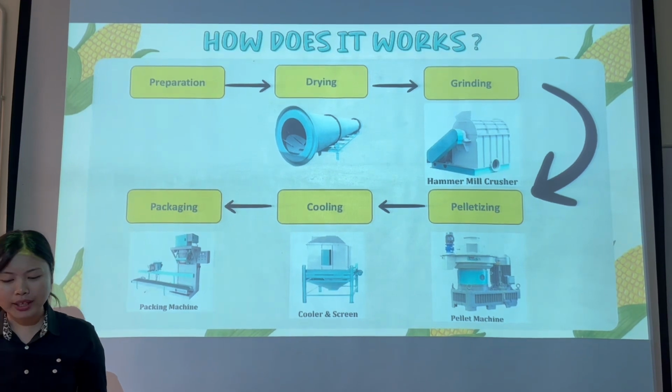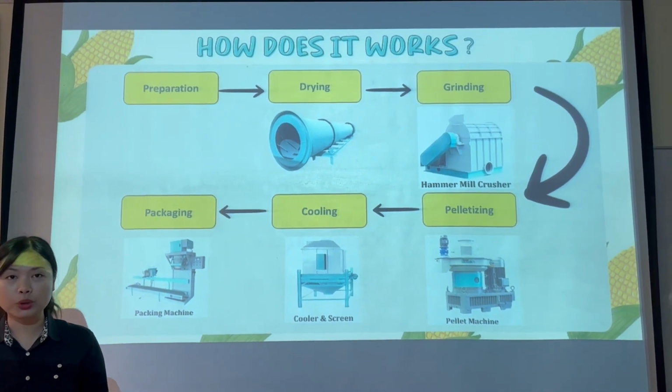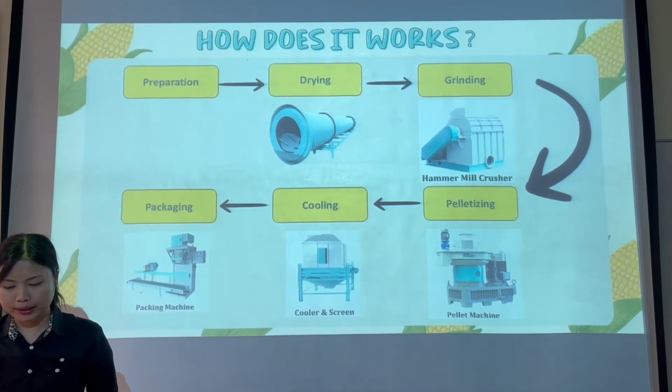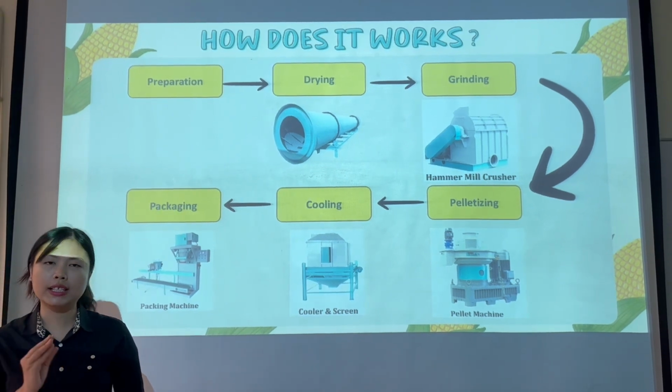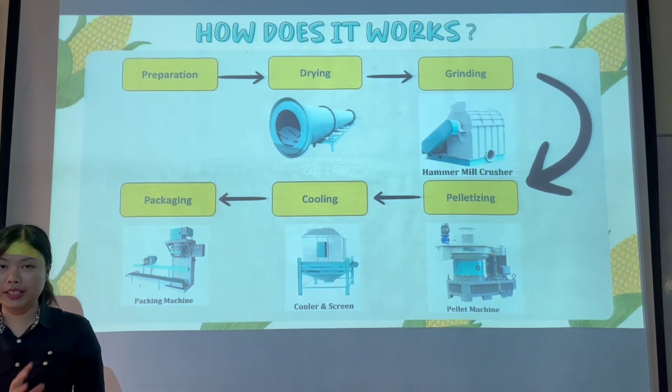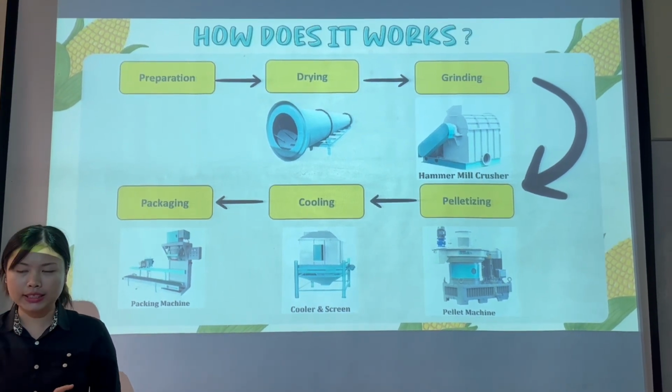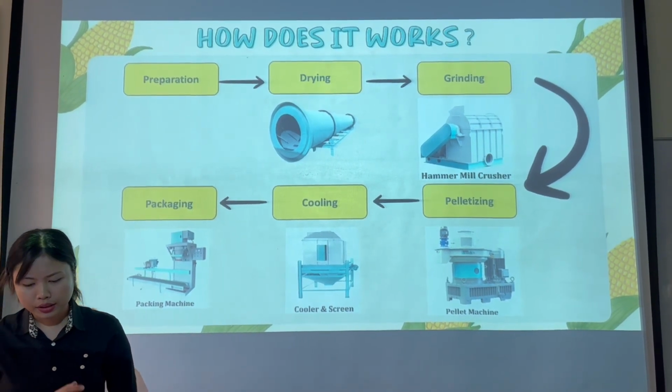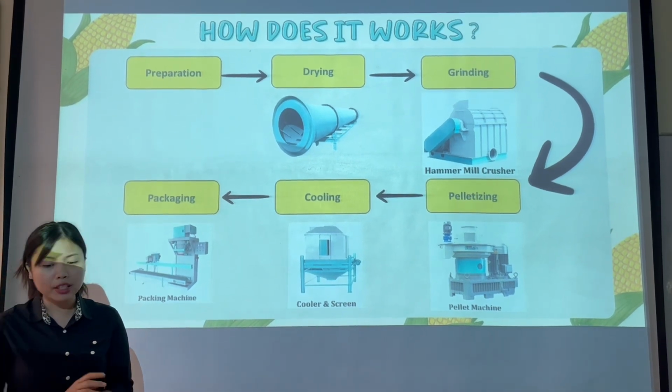After that, the dried corn stalks are placed into a grinder or hammer mill. This machine will shred the corn stalks into smaller bits or particles, making them easier to process further. And then the corn stalks are put into the pellet machine.